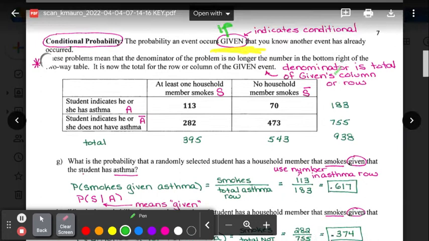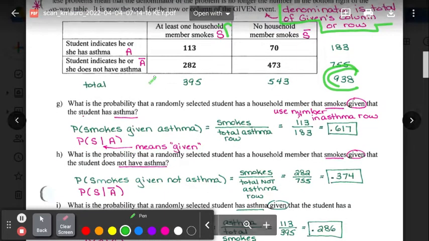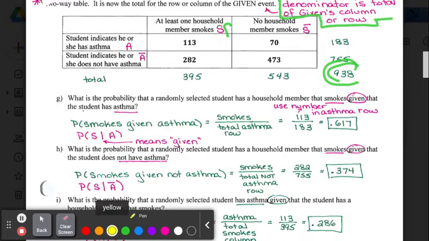The one thing that I'd like you to take notice of, biggest difference is we're changing the denominator. When you have given, the denominator isn't the most total. It is the total of the given column's row. And that sounds crazy. So let's go through this. So we'll take this one step at a time.